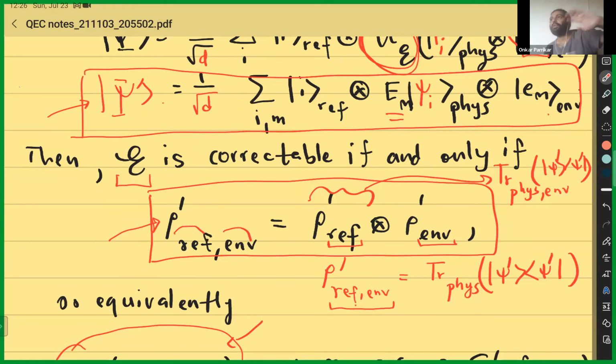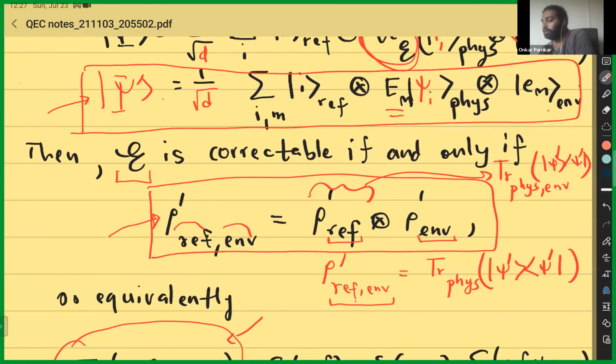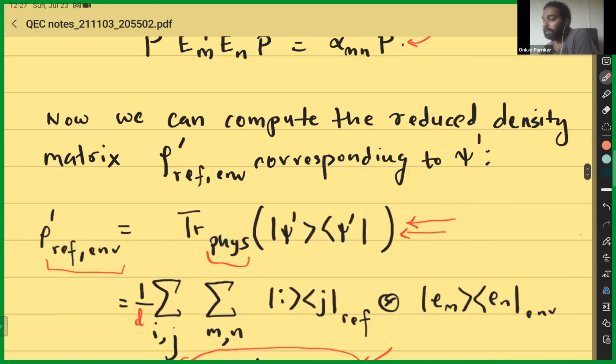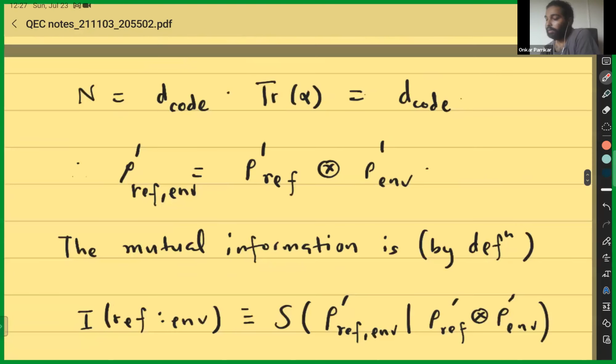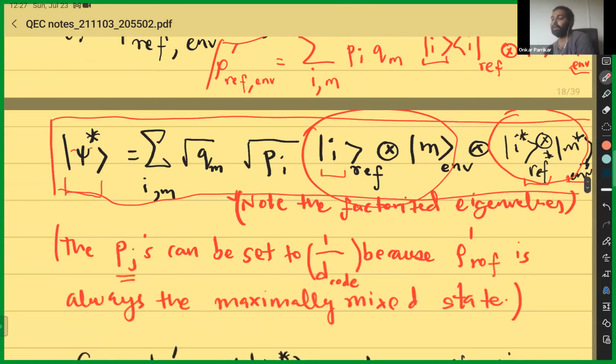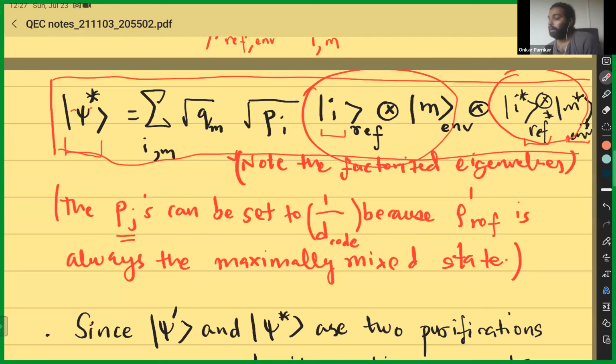Okay. So when I say it's a purification, I mean that it's a pure state, which when I trace out some factor of, I get rho prime. Okay, thank you. Great. Thanks. Yeah, thanks for the clarification. So in that sense, psi prime was a purification of this density matrix, and psi star was another purification of that density, just by construction. Okay, and when you have two purifications of the same density matrix, they're related in this way.